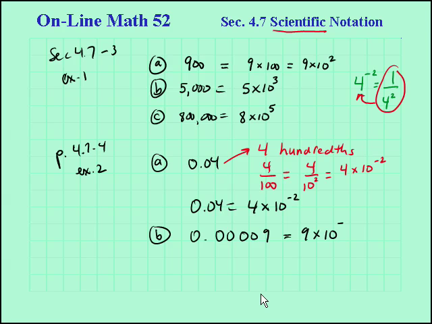Again, that value is the number of places after the decimal point. Here we had 2 places. Only 1 zero, but 2 decimal places, so it's negative 2. Here we have 4 zeros, a 5th decimal place though, so it'll be negative 5 up here. 9 times 10 to the negative 5. Okay?